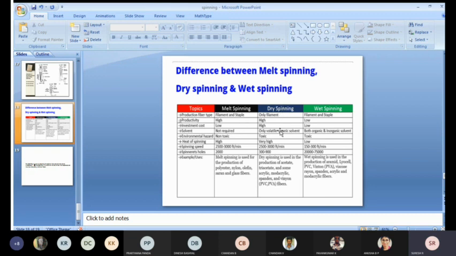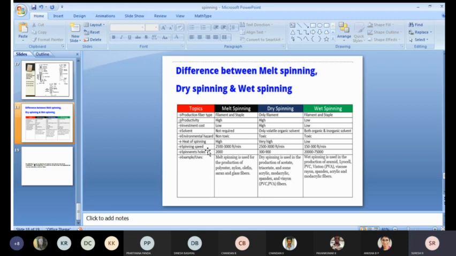For dry spinning, we have to go for a volatile organic solvent. In the case of wet spinning, we need both organic as well as inorganic solvents. Environmentally, melt spinning is non-toxic. In other words, it is not that dangerous, whereas the other two techniques are toxic. The heat of spinning is high in melt, very high in dry, and low in wet spinning.